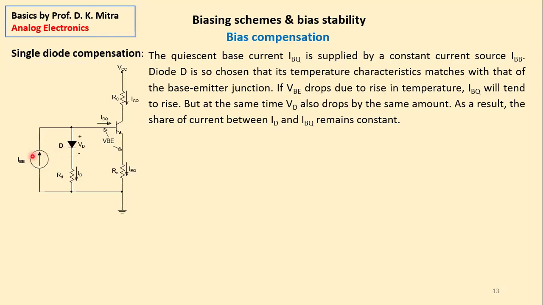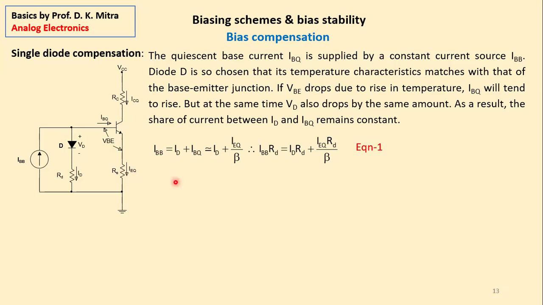Now mind it, this current is supplying two parallel paths. One is this path and another is this path, right? So if this potential also drops, there will be a larger current flowing through this line. As a result, there will be a smaller current flowing through this line, right? As a result, the share of current between ID and IBQ remains constant. So this is a simple mechanism to compensate for the effect of change of VBE due to temperature.